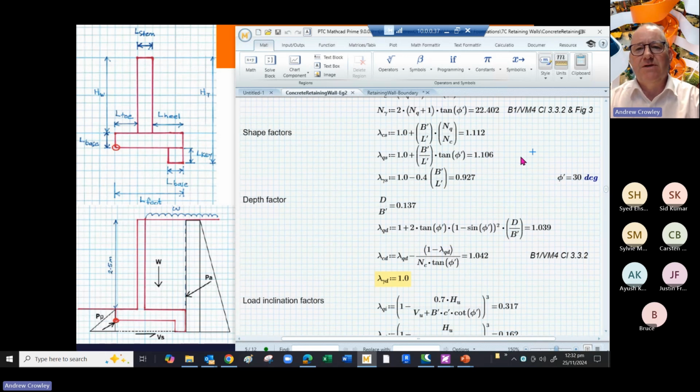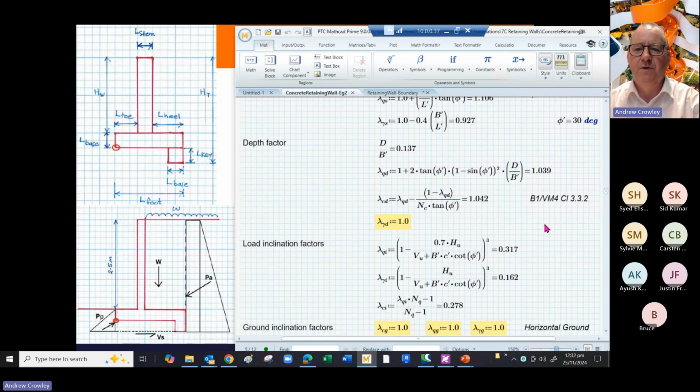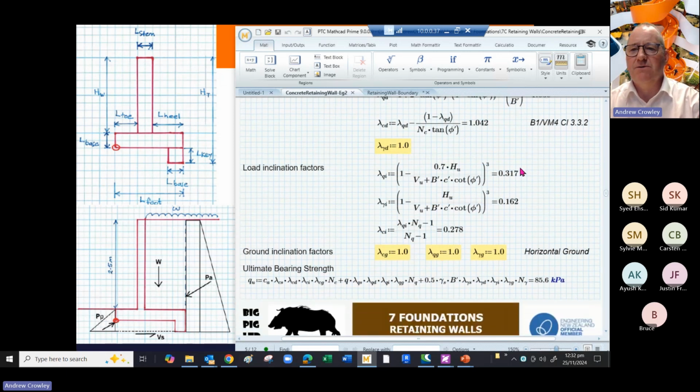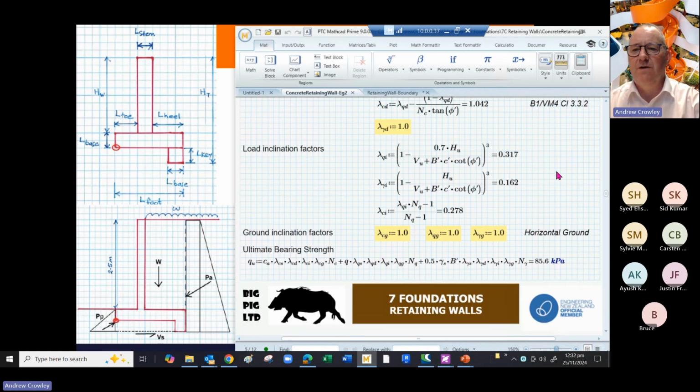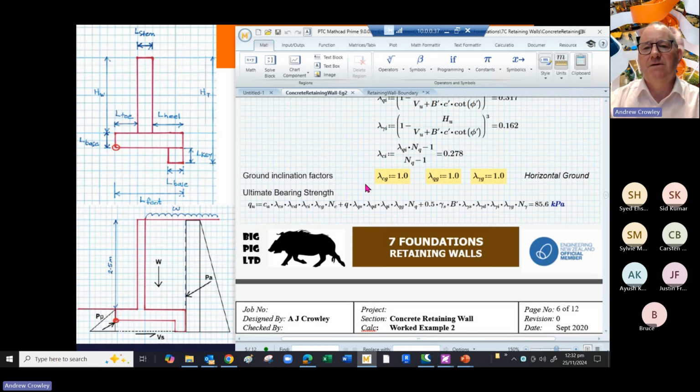B1 VM4 also provides figures for our shape factors and our depth factors. Those work out at slightly above 1. And the load inclination factors are also given in B1 VM4, and they work out as 0.3, 0.1, and 0.278. Because our ground is flat, our base is flat and horizontal, our ground inclination factors come out as all 1. Now, when you multiply all those figures above, you get the ultimate bearing strength given by the formula, again taken from B1 VM4.